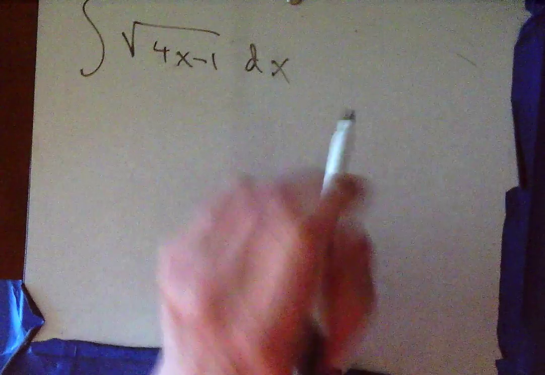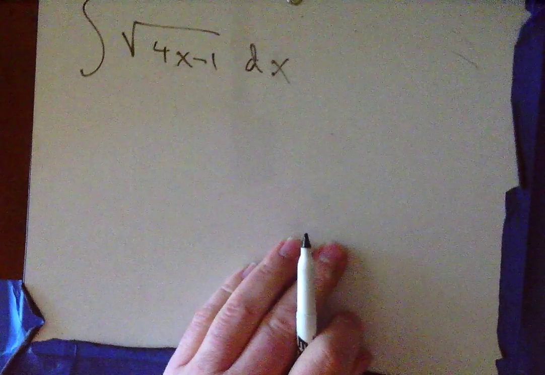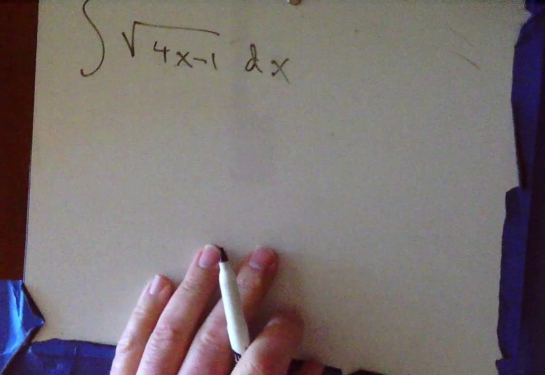All right, well, so we're starting with some nice gentle ones. How about you do this one? The integral of square root of 4x minus 1 dx. Okay. Can you determine the u here? What would the u be?